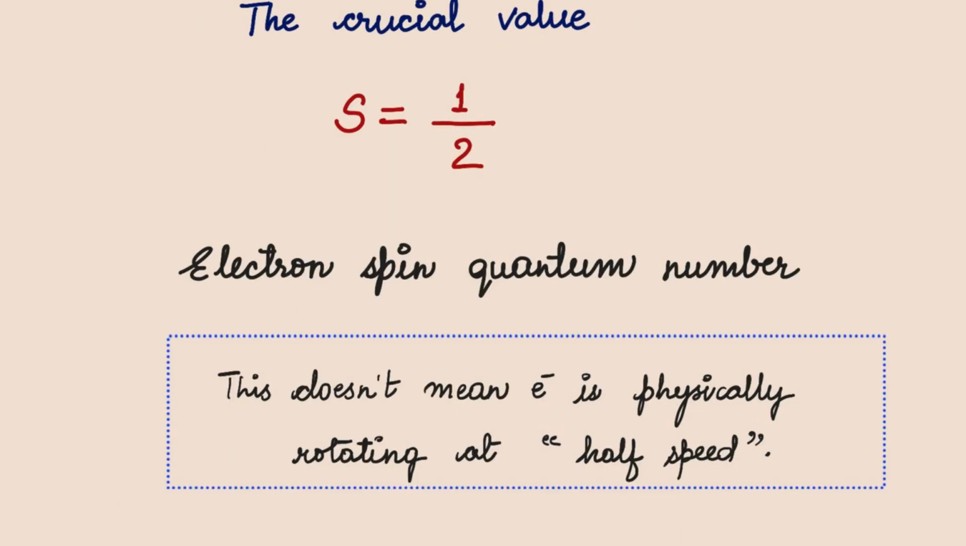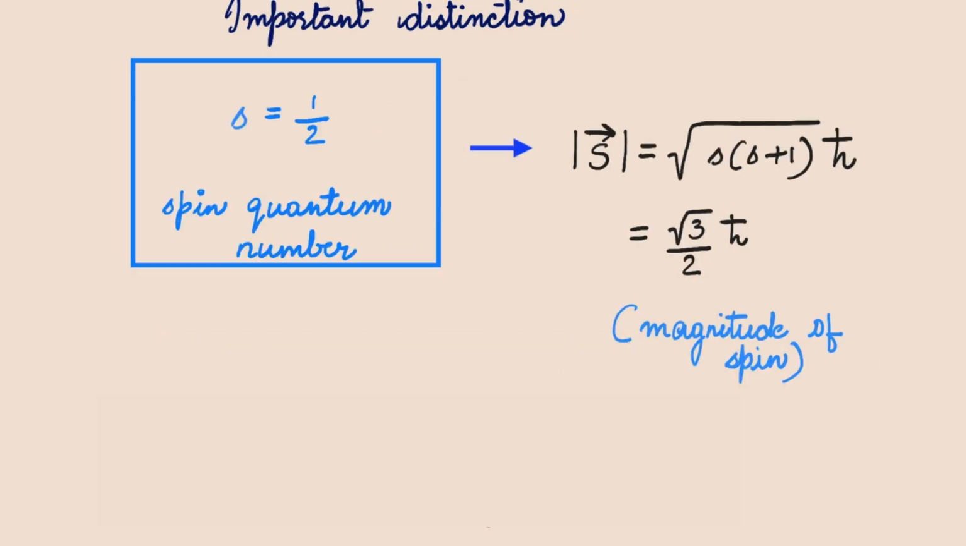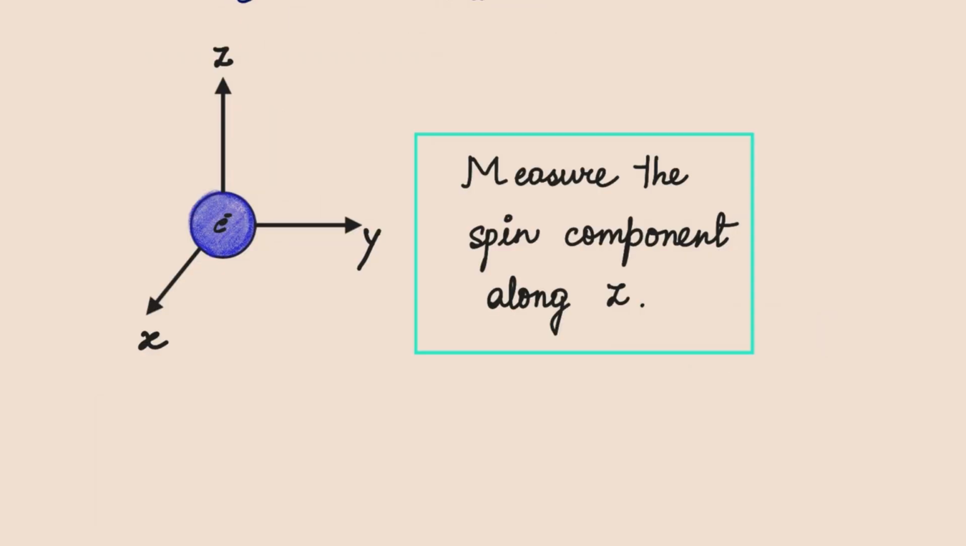Now, let us see what this quantization actually means. For an electron, the spin quantum number is s equals 1/2. It is a quantum number that characterizes the electron's intrinsic spin. And from this quantum number, quantum mechanics tells us what values the spin angular momentum can have. The magnitude of the spin angular momentum is √(s(s+1)) ħ. For an electron where s equals 1/2, we get the magnitude as √3/2 ħ.